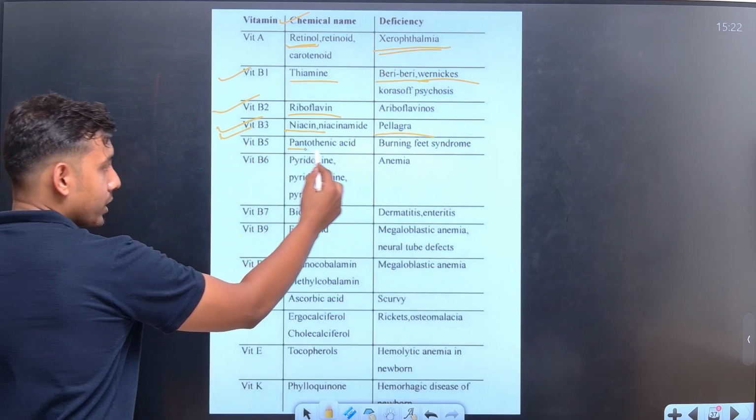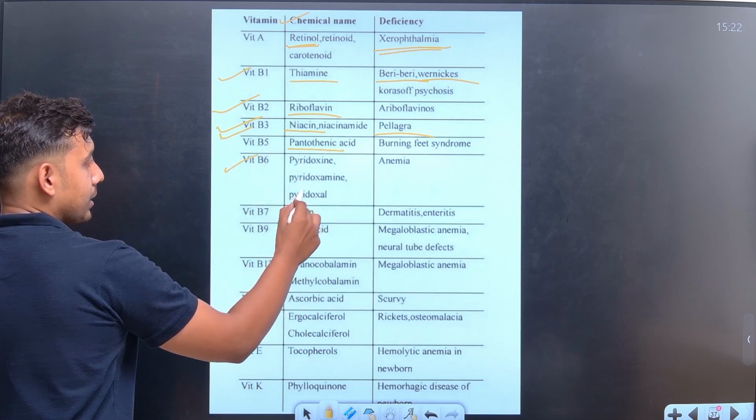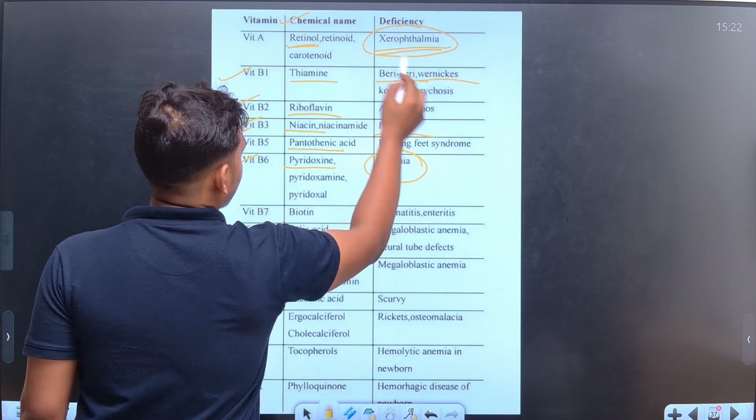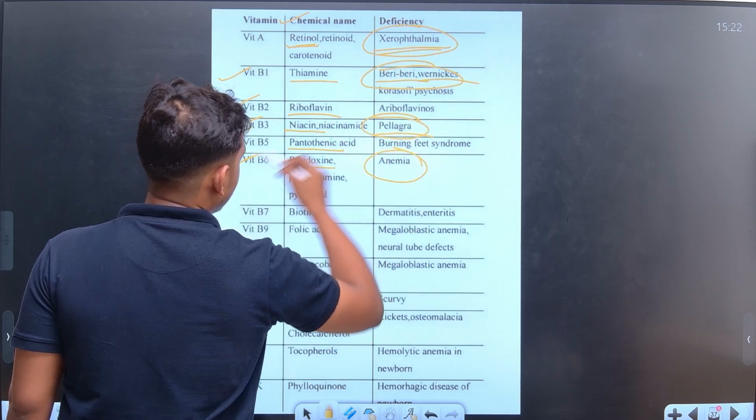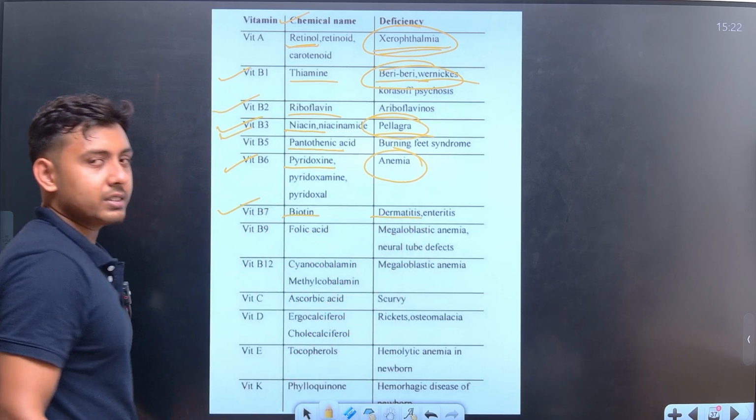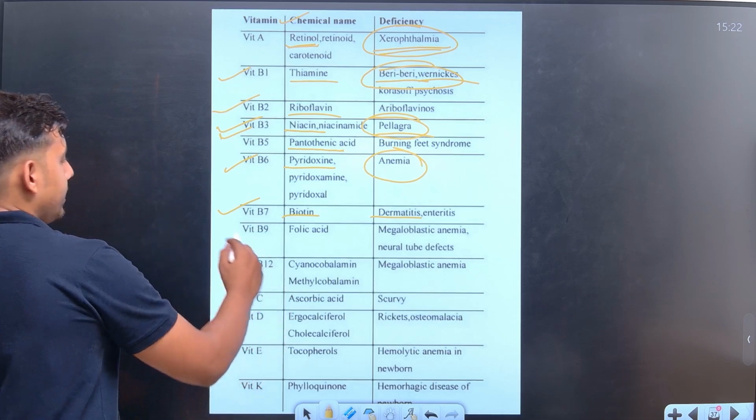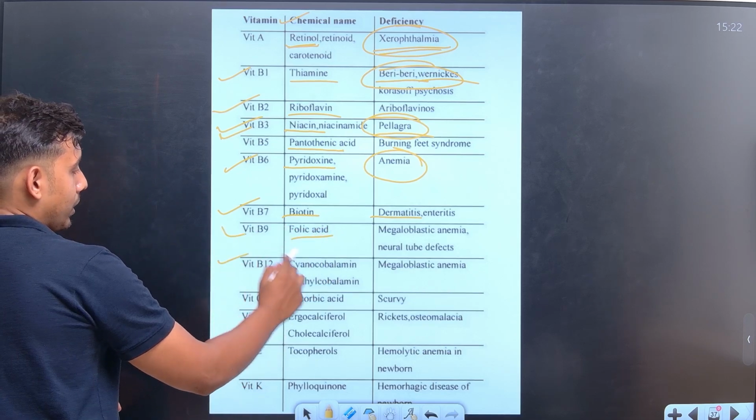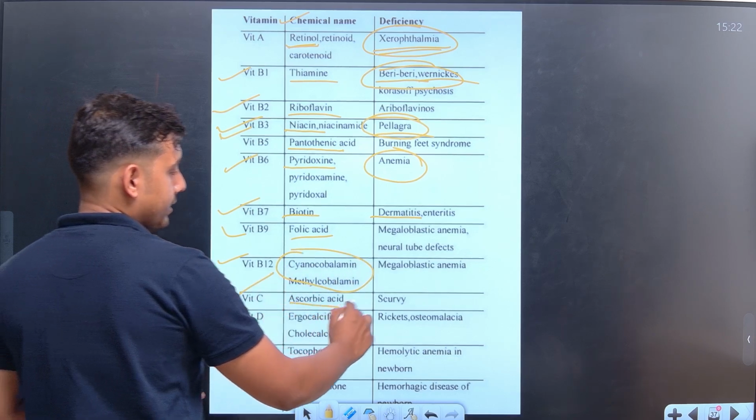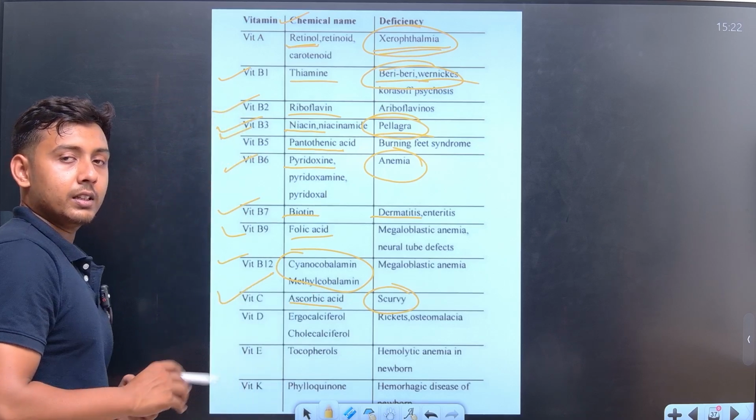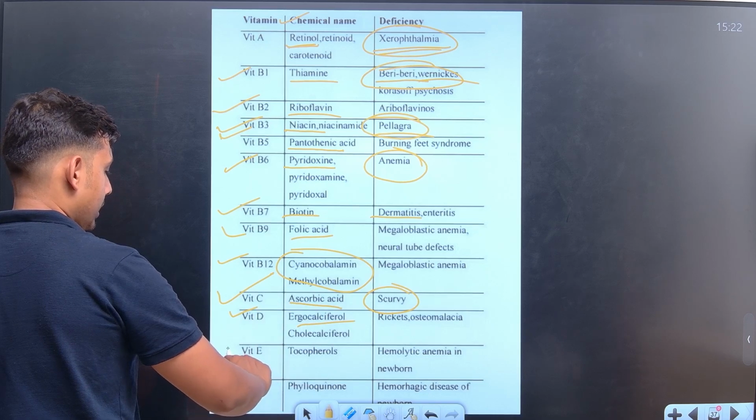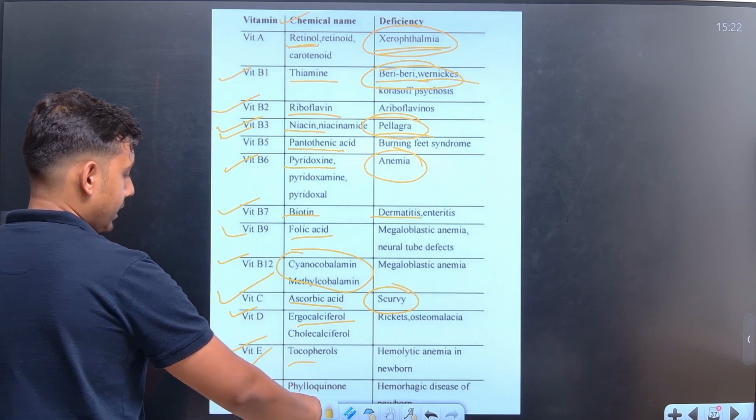B5 is pantothenic acid. B6, pyridoxine. Deficiency symptom, anemia. Whatever I am circling, try to remember. Vitamin B7, biotin, dermatitis, skin diseases. Vitamin B9 is folic acid. Vitamin B12, cyanocobalamin. Vitamin C is ascorbic acid. Deficiency, the disease is scurvy. Vitamin D is ergocalciferol, E tocopherol, and vitamin K is phylloquinone.